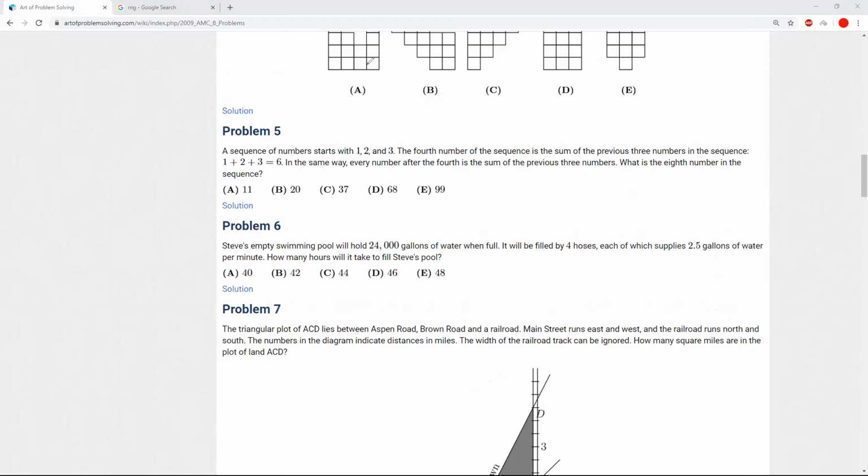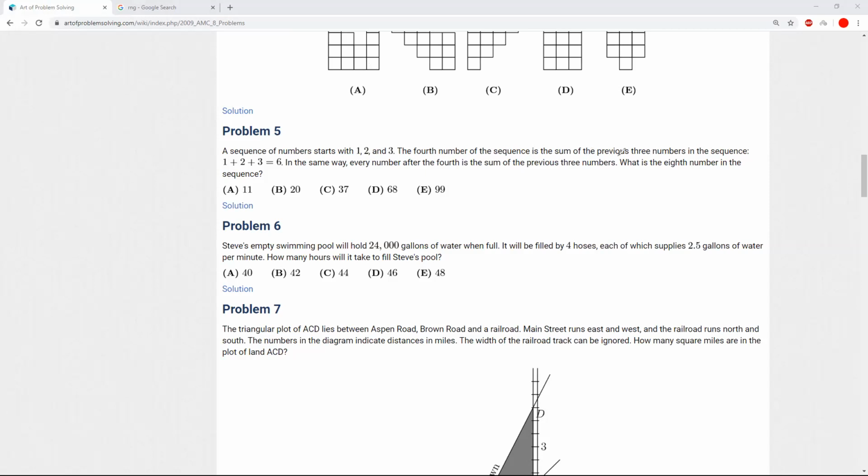So it says a sequence of numbers starts with 1, 2, and 3. And it says the fourth number in the sequence is the sum of the previous 3 in the sequence. And then it says every fourth number is the sum of the previous 3. So this one's just kind of a bash. We just calculate all the sequence.